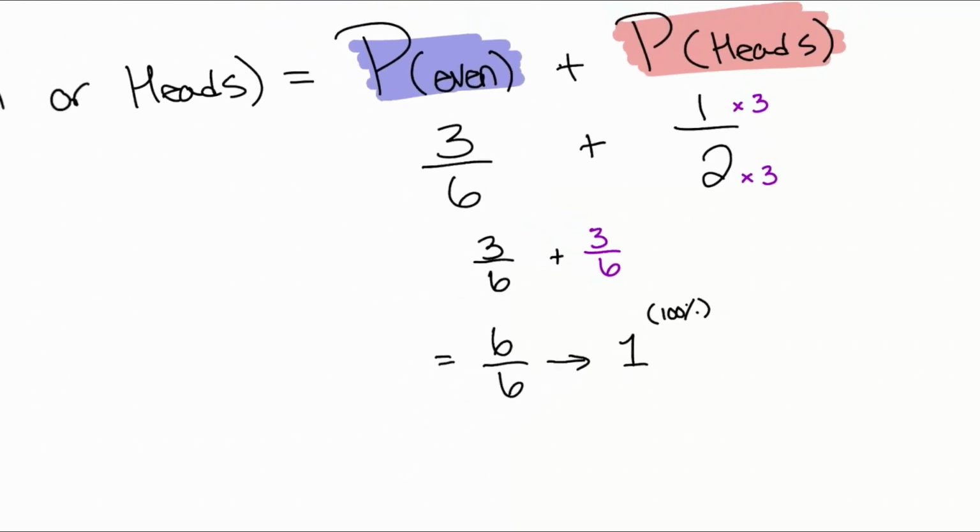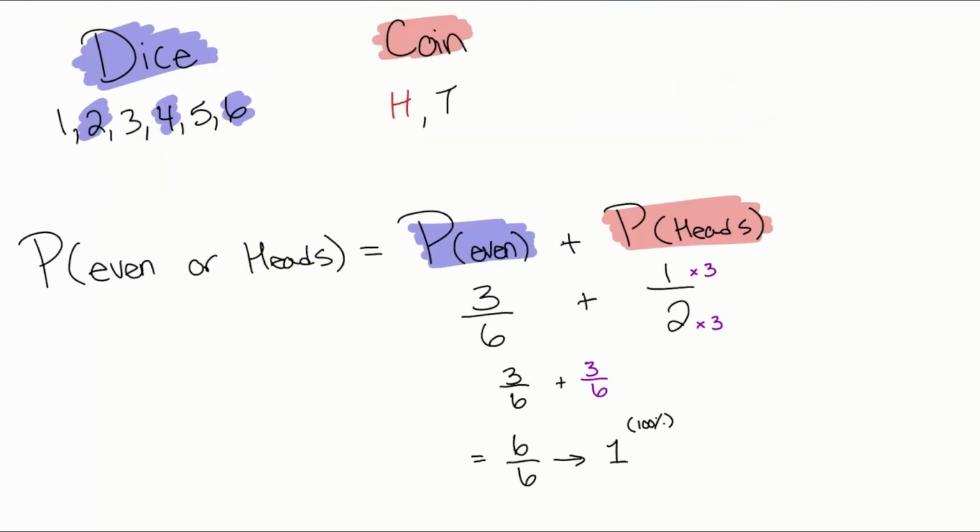But everybody, let me zoom out real quick. Does that make sense? Does 100% chance make sense? If I'm rolling this dice and I'm flipping a coin, does that honestly make sense that it's a guarantee that no matter how many times you do it, every single time you do this little experiment, you're guaranteed to get heads or even numbers? No, that doesn't make sense.